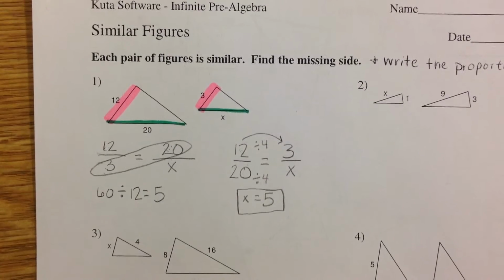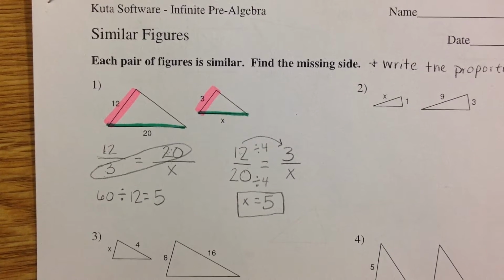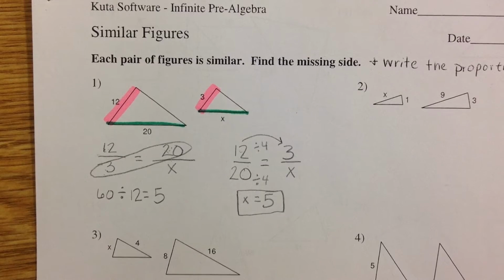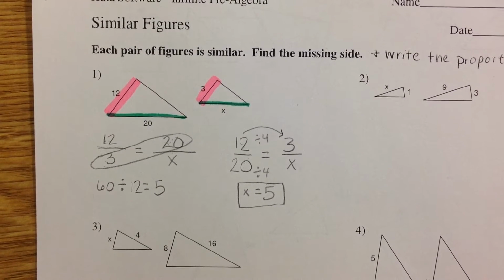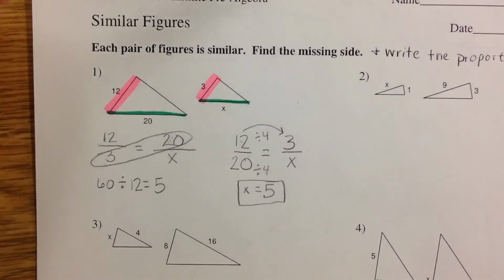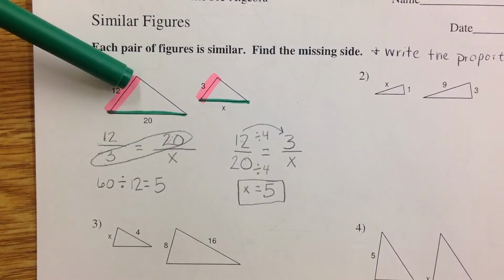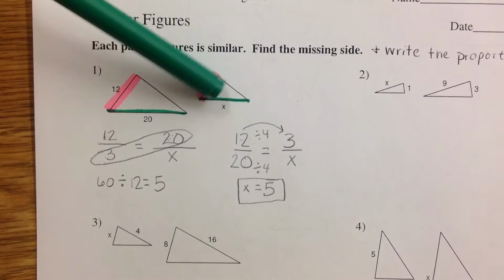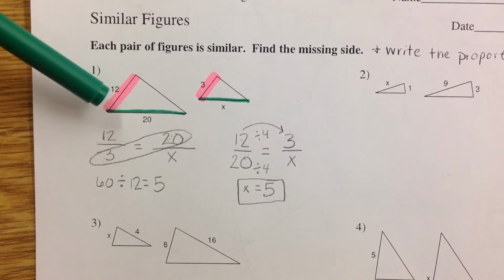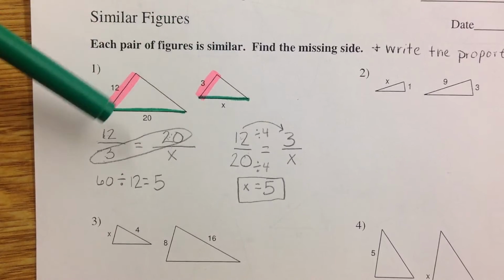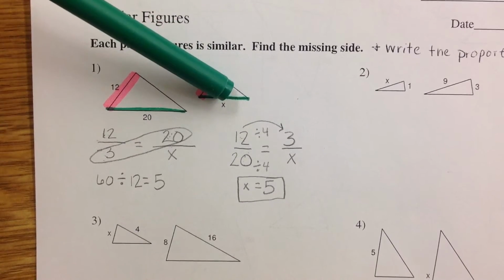Okay, I wanted to show you guys how to write out your proportions and what I was looking for in this assignment since I won't be here. So I did number one for you as a class so you could set it up. You don't have to necessarily do this, but one of the first things I did was I color-coded corresponding sides. I just think it makes it easier for a proportion. So we see 12 corresponds with 3 and 20 corresponds with x.